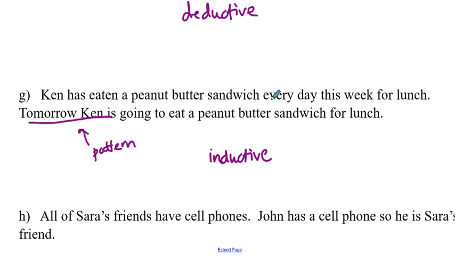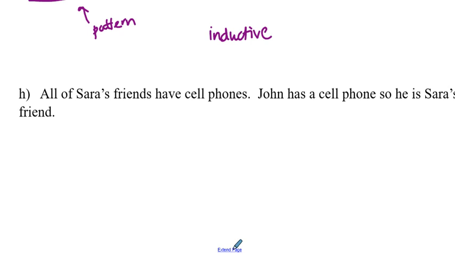Okay, and the last one here. All of Sarah's friends have cell phones. John has a cell phone, so therefore he's Sarah's friend. Okay, that's more of an assumption, right? We're assuming that they're friends.